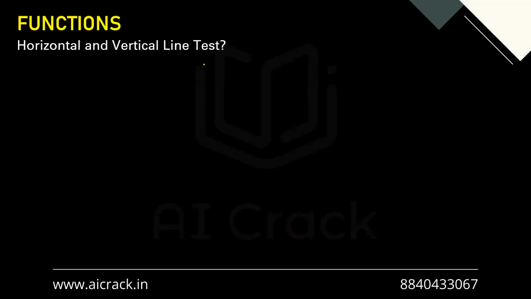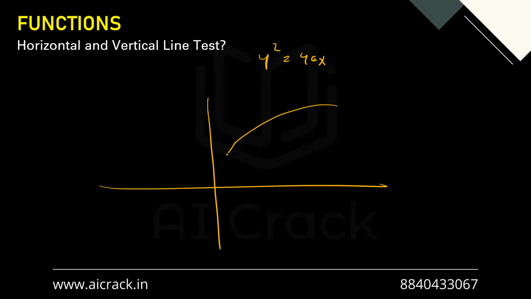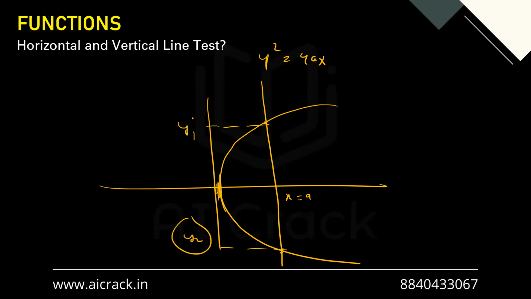And what about the vertical line test? The vertical line test is used to identify if the relation is just a relation or it's a function, right? Let's say we have y squared equals 4ax as a curve. Now if we draw this curve over here, it looks like this. Now if I draw a vertical line over here, say this is x equals a, we can see that for one value of x, we're having multiple values of y. This is y1 and y2, right? For one value of x, we're having multiple values of y, that is y1 and y2. That means it's not a function, it's just a relation.